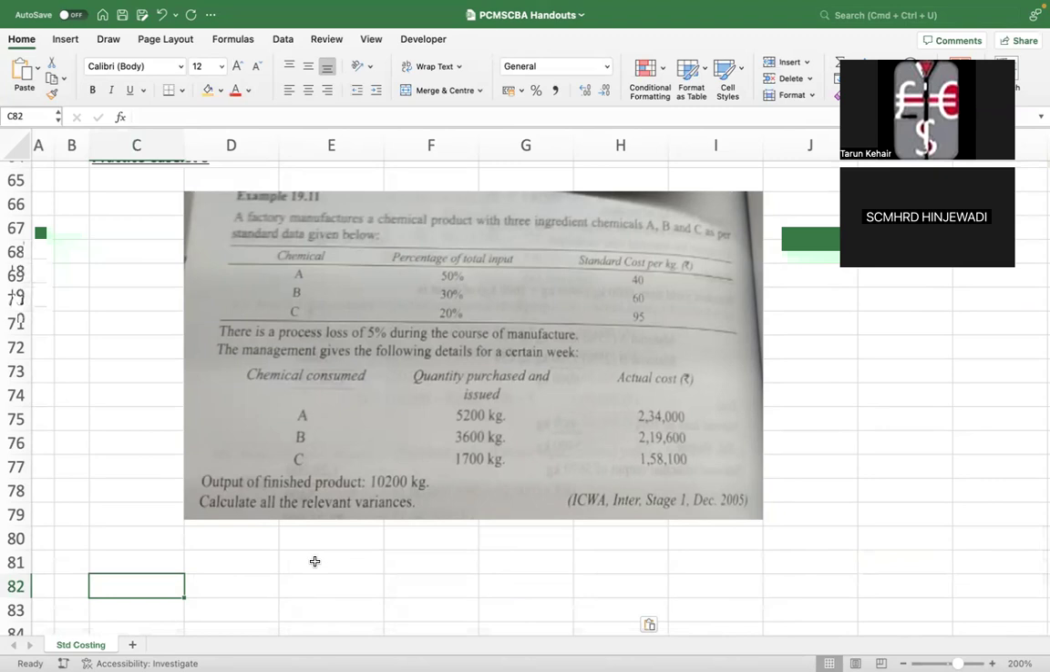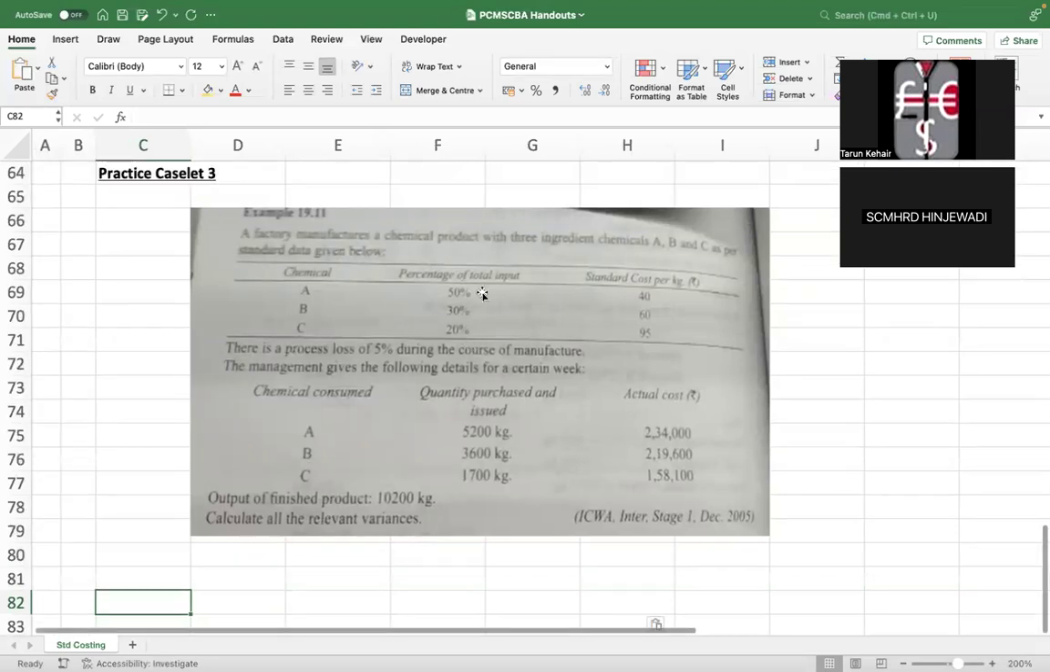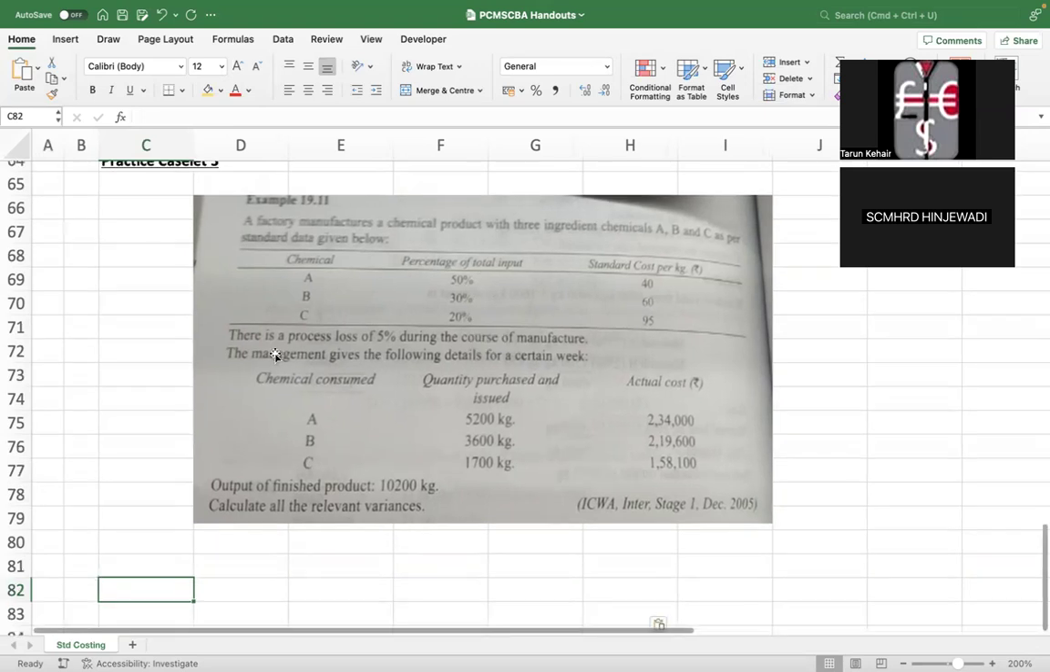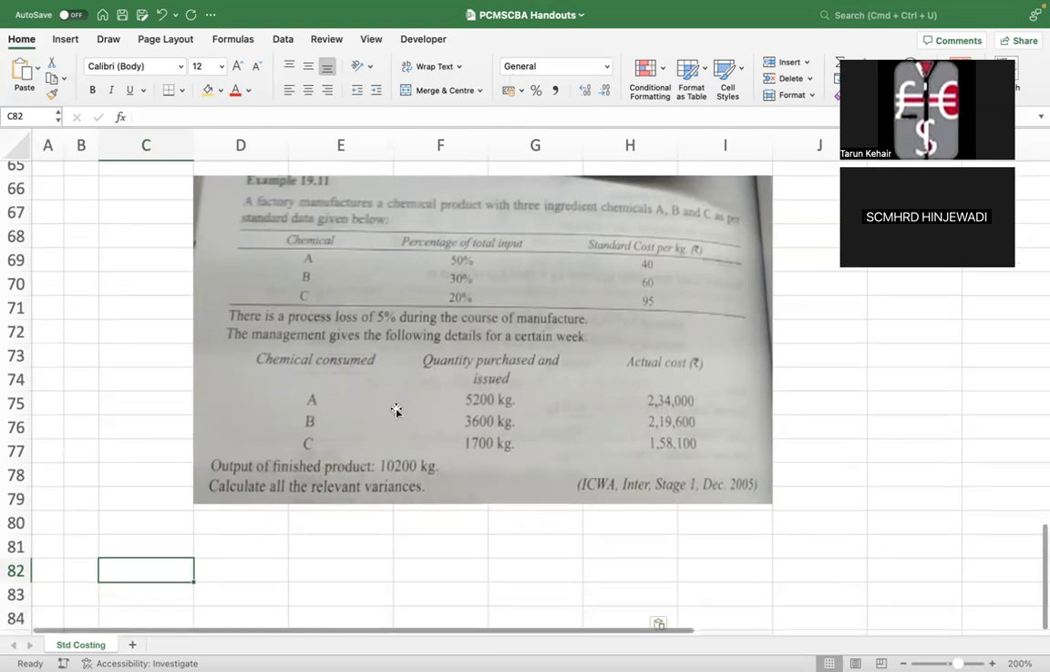So if you look, there are three chemicals here, A, B, and C. They have given you the percentage of total input. Now, what is that? That is the mix for the standard product. So this 50, 30, 20 is the standard mix, remember. And they have given you the standard costs also. And they have mentioned that there is a process loss of 5% during the course of manufacture. And then they have given you the actual consumption, the quantity and the cost.